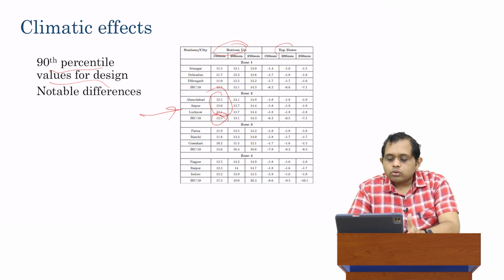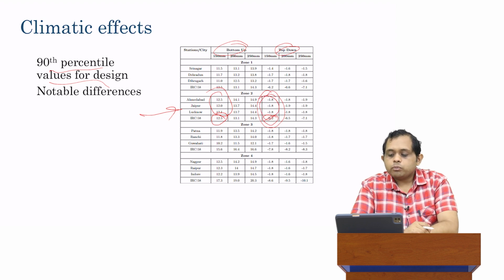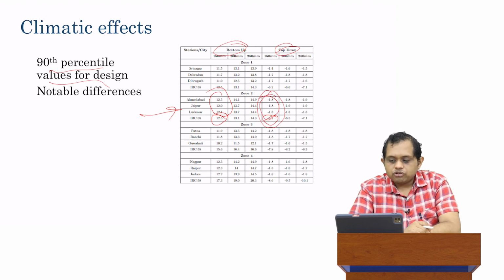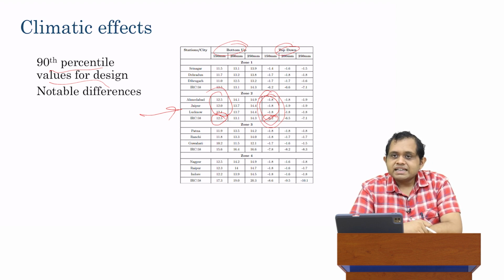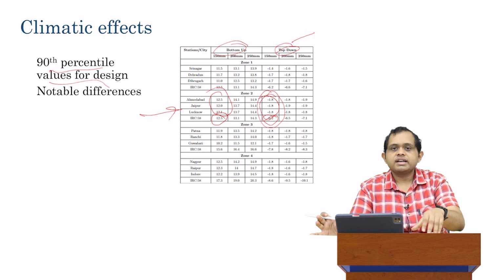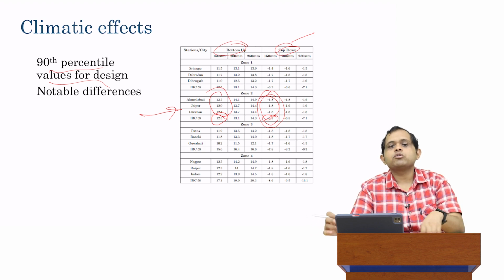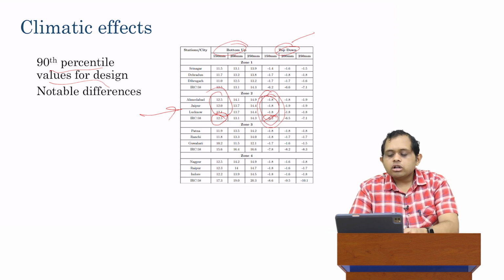But for top-down, the recommended value is minus 6.2, while the value we got was roughly minus 1.8 for each of the locations. That's very different. So we actually had significant variations in temperature distribution. At least for top-down cracking, we saw significant deviations between the value recommended in IRC 58 and the value we calculated. For bottom-up, although in this example they were relatively close, there are other places where they differ.